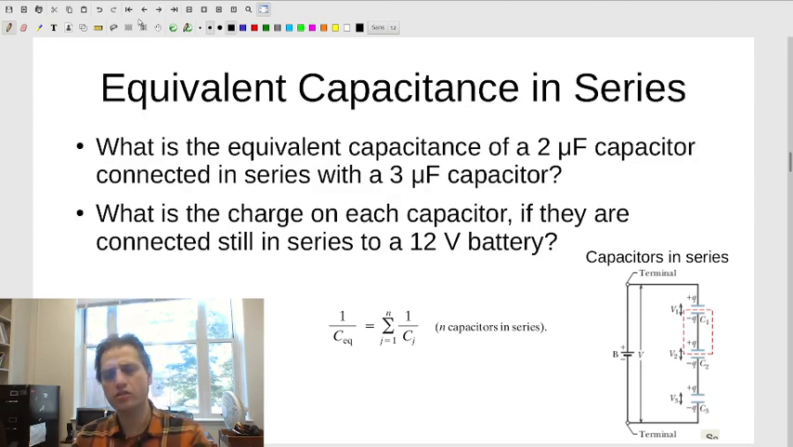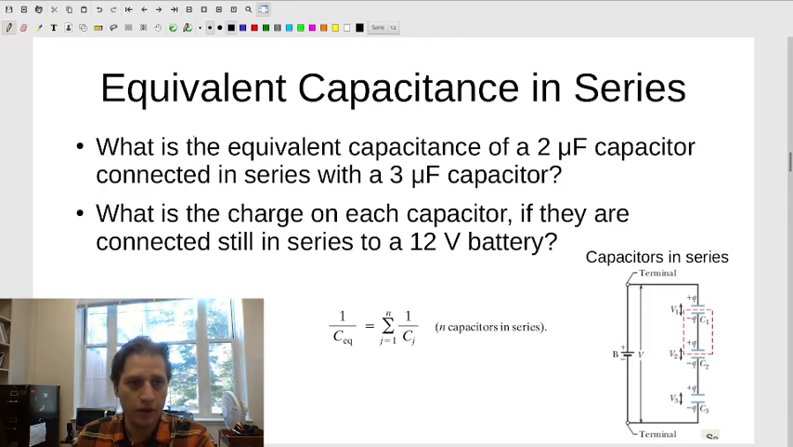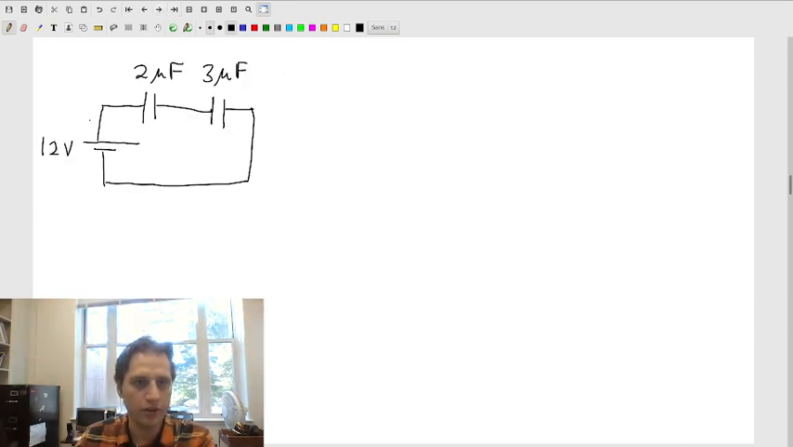So let's just look at a very simple example, and I think this is going to clarify it for you if you haven't understood it yet. So it asks, what is the equivalent capacitance of a 2 microfarad capacitor connected in series with a 3 microfarad capacitor, and then asking the question, what is the charge on each capacitor if they're still connected in series to a 12-volt battery? So I've drawn that out here. 12-volt battery, 2 microfarad capacitor, 3 microfarad capacitor. So what does our equation say?